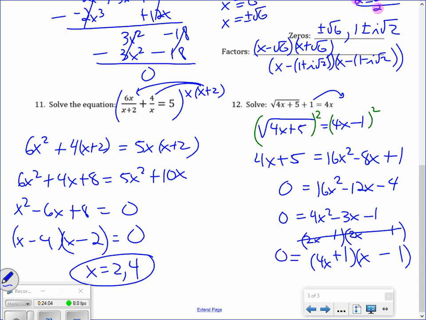All right, so here's my answers. Negative 1/4 and positive 1. I look back, if I put 1 in here, everything works out. But if you put negative 1/4 in for x, you do not get equal answers. So I will not accept that answer. So the only answer is x equals 1.